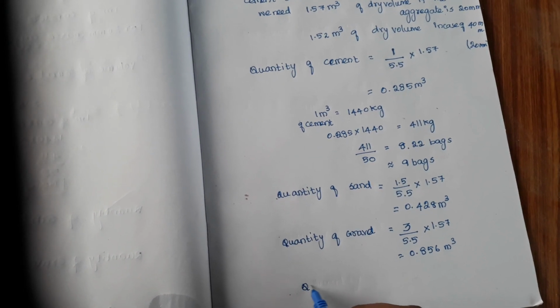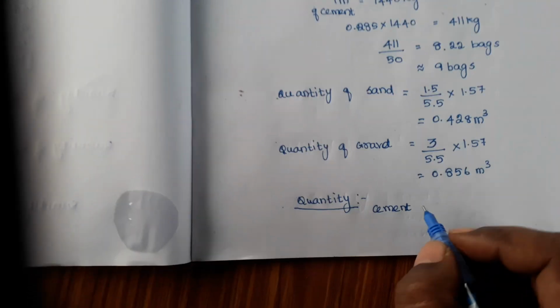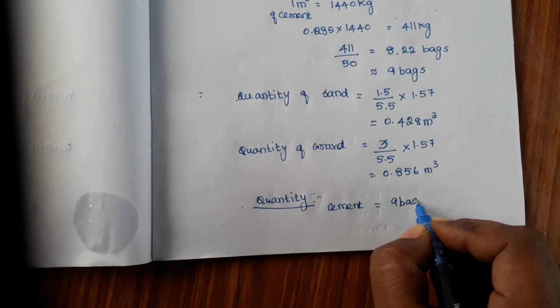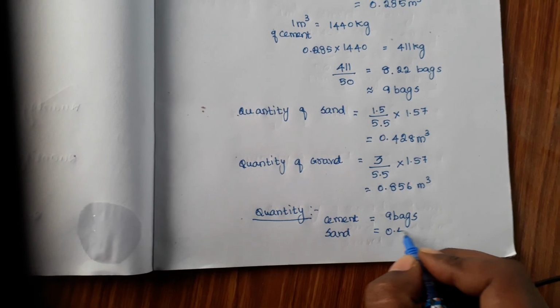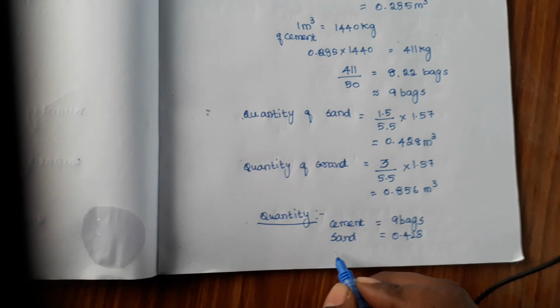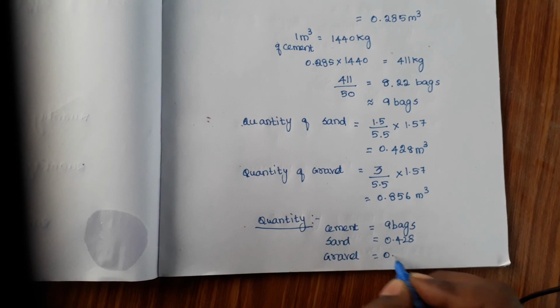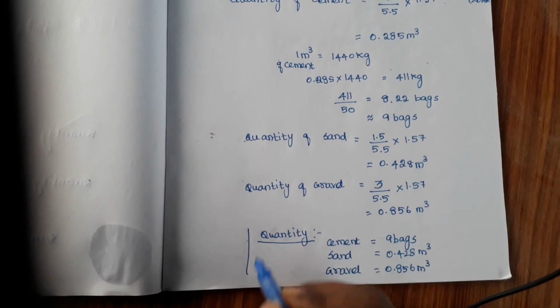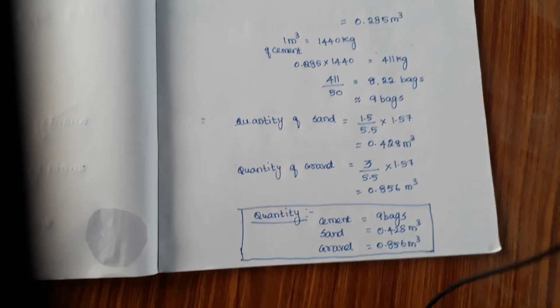So we got the quantity of cement equal to 9 bags, sand equal to 0.428, gravel equal to 0.856, in meter cube. So this is the result we got for M20 grade.